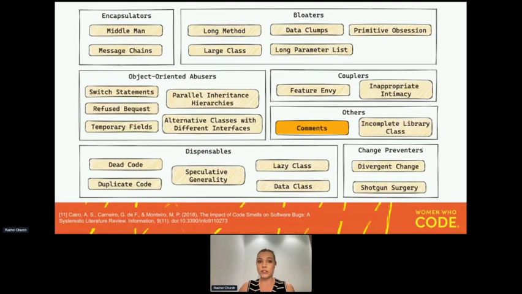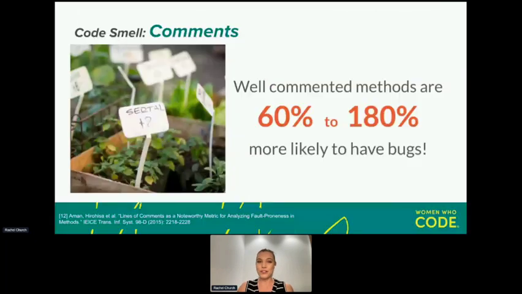Now, the last code smell I want to talk about is comments. And this one I really want to deep dive on. I chose it because it's easy to recognize, but it's very counterintuitive, misunderstood, and often just plain ignored. Developers often overlook it despite the fact that research has shown that it has a high correlation with bugs in code. In fact, research suggests that well-commented methods are about 1.6 to 2.8 times more likely to be faulty.